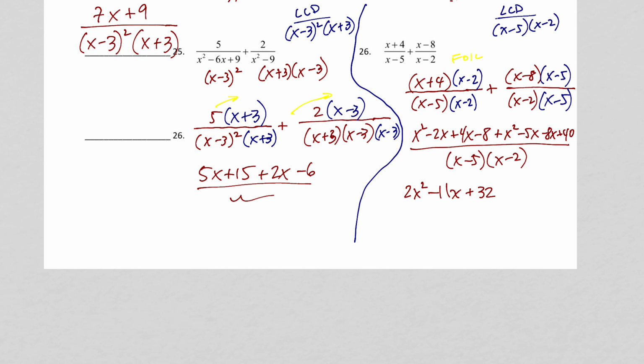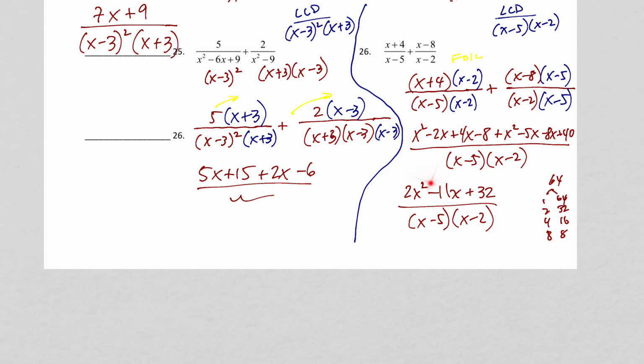And I'm trying to figure out if I can find a way to make an 11 in the center. Well, let's see, 2 times 32 is 64. I don't think there are any factors of 64 that add up to 11. 1 and 64, 2 and 32, 4 and 16, 6 doesn't go into it, 8 and 8, none of them work. So this is prime. So now I'll write the denominator.